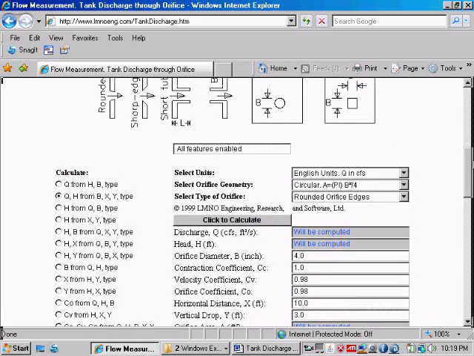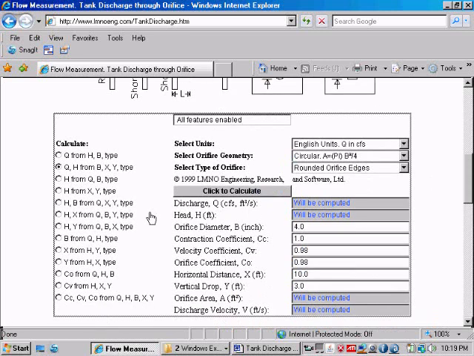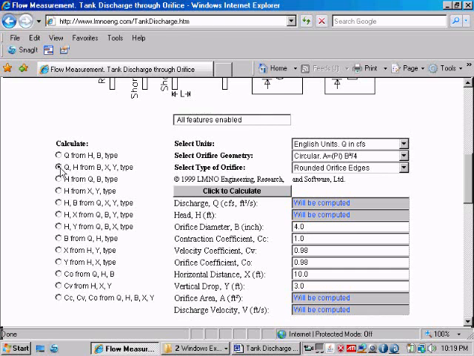Now let's go back up to our calculation. We want to compute flow rate Q and the head from the diameter and the x and y trajectory and the type of orifice. The type of orifice is sharp-edged.